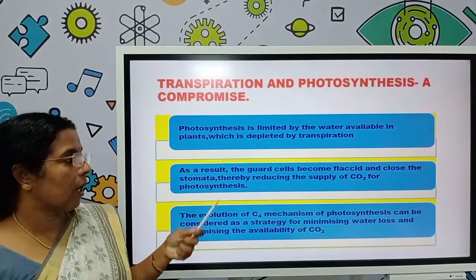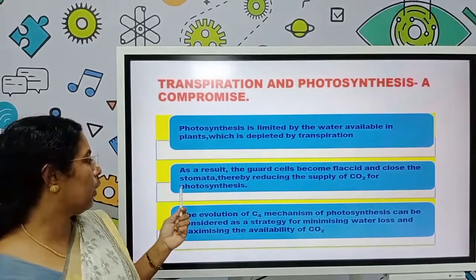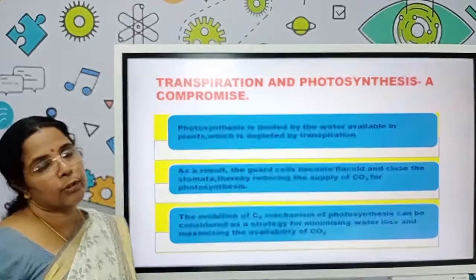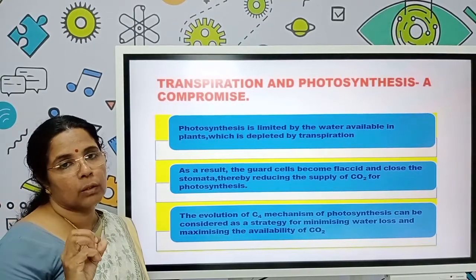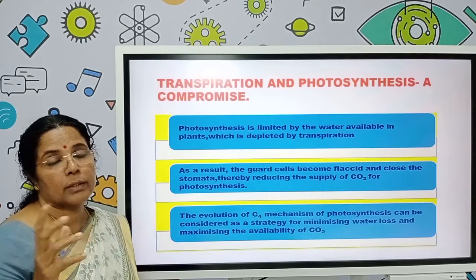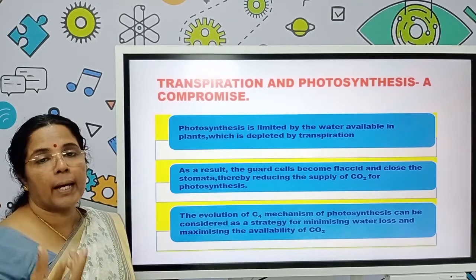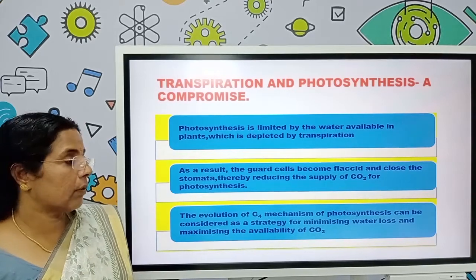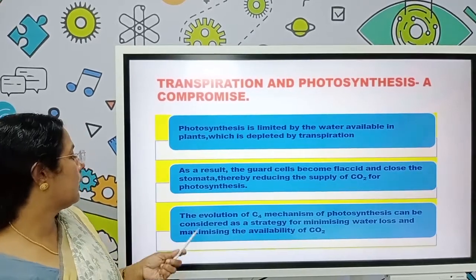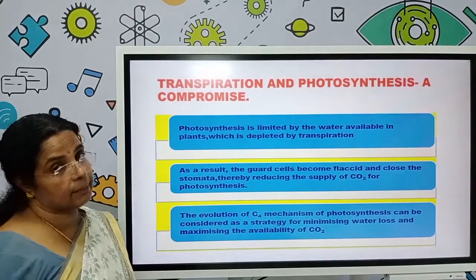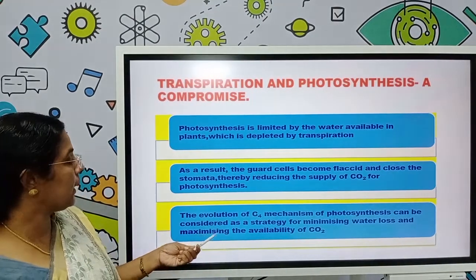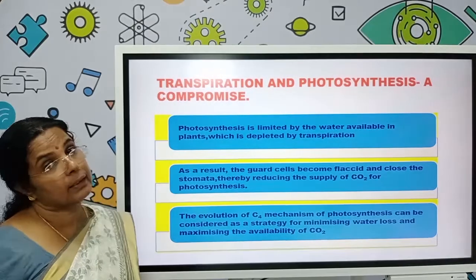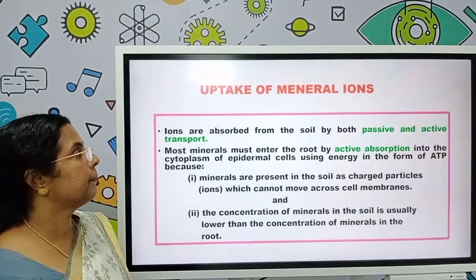So as a result, the guard cells become flaccid and close the stomata, thereby reducing the supply of carbon dioxide for photosynthesis. When the stomata close, there is no exchange of gases. The plant will not get sufficient carbon dioxide. For that, the plant has found another mechanism: the evolution of the C4 mechanism of photosynthesis can be considered a strategy for minimizing water loss and maximizing the availability of carbon dioxide.